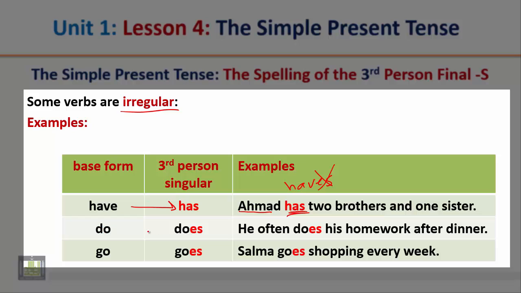Do, we do add es to the verb. He often does his homework after dinner. So with the personal pronoun he, we use does. We add es. Go becomes goes, okay? Becomes goes. So Salma goes shopping every week. Salma is a singular noun, so we add es. These forms are irregular. These are irregular forms.